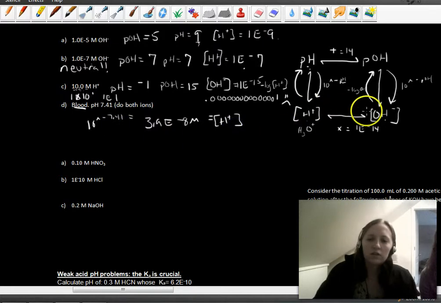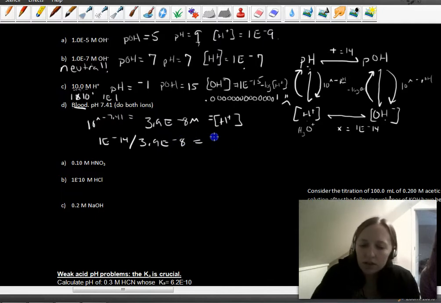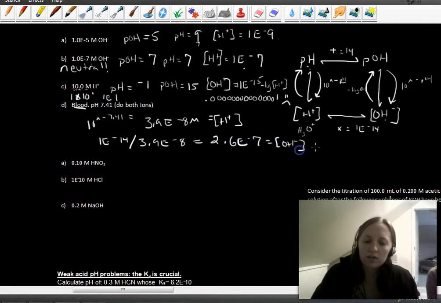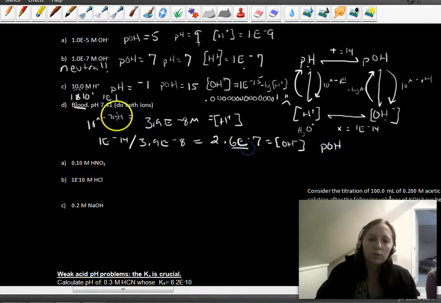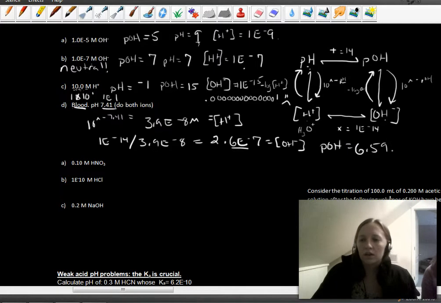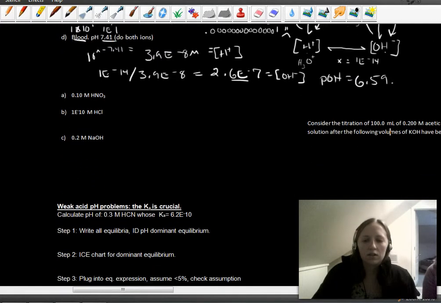And from here you can get from H plus to OH minus by doing 1e negative 14 divided by that. That's your OH minus, which is 2.6e negative 7, and that's your hydroxide ion concentration. And your pOH, you can either do it from here or from here, and that's 14 minus, so that gives you 6.59. Bam. And that's this first box.